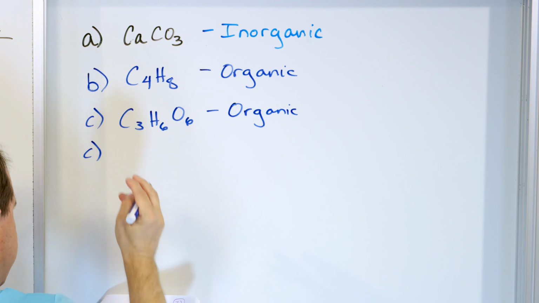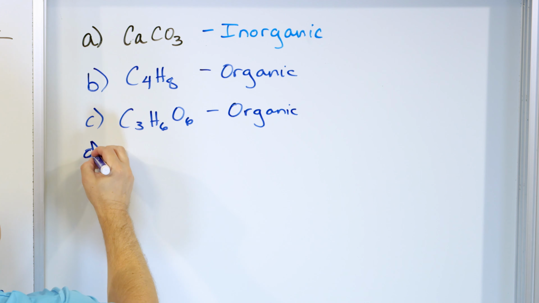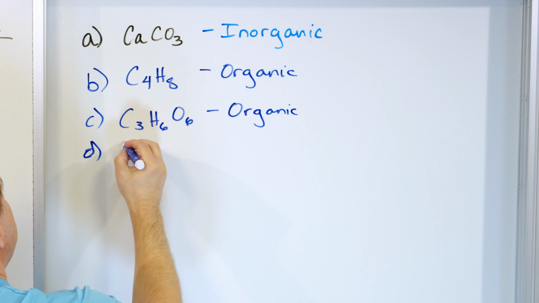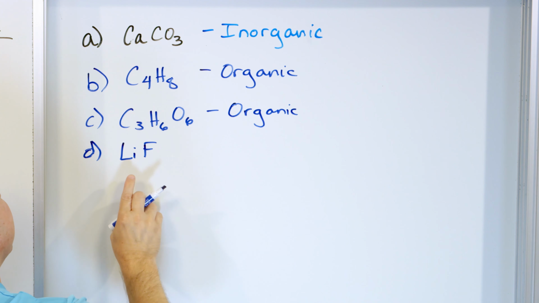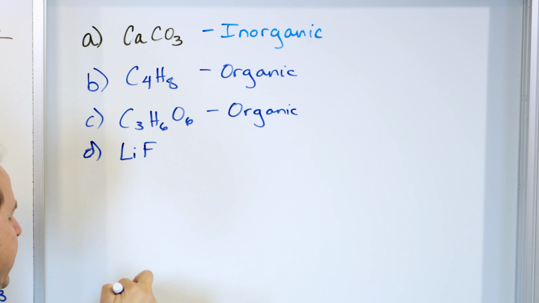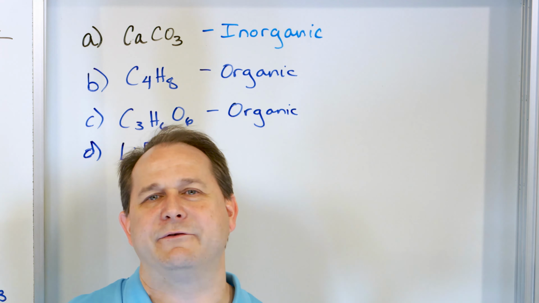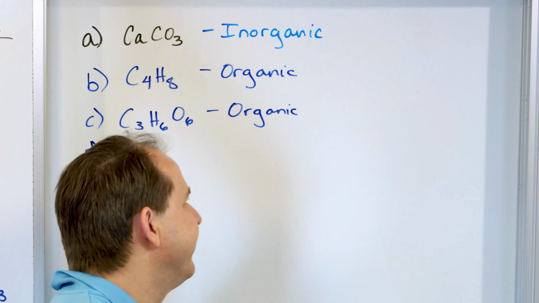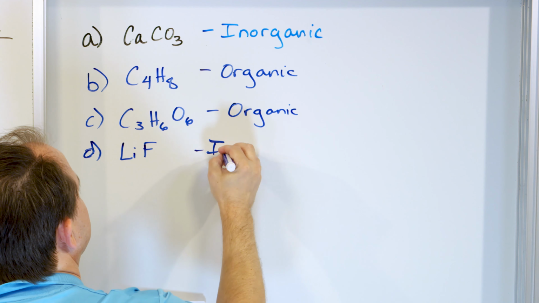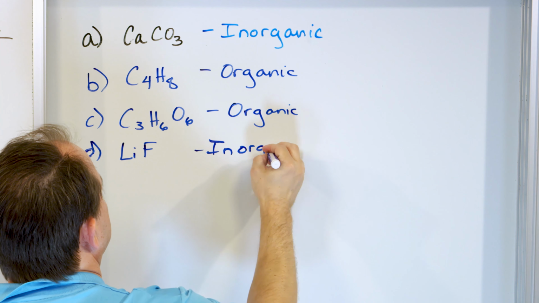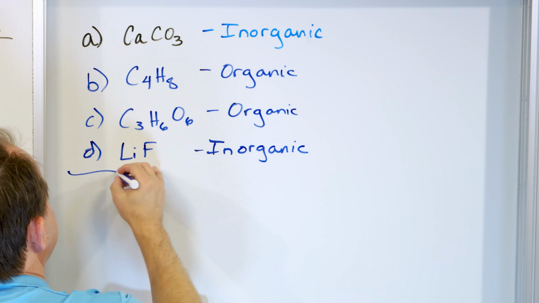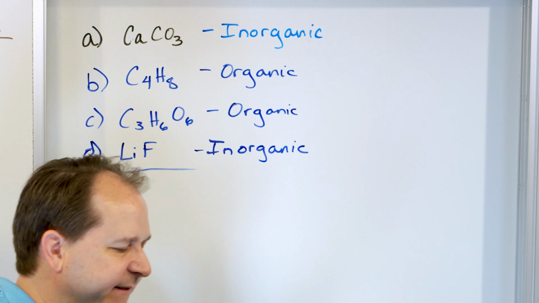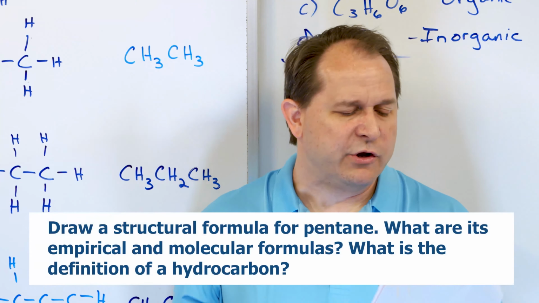Okay? And then our last one, which is D actually, is LiF. So this is lithium and fluorine. There's no carbon, there's no hydrogen, and obviously this is not organic because it has a metal and a non-metal. So this thing is inorganic. All right, easy enough. All right, next, our last problem for this lesson.